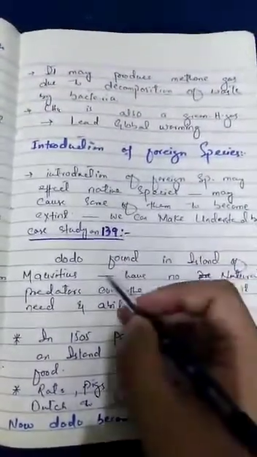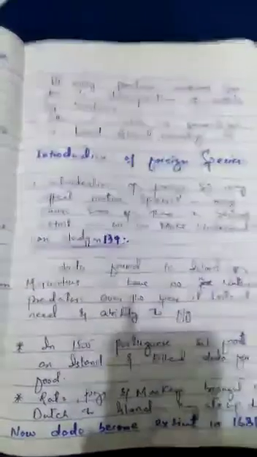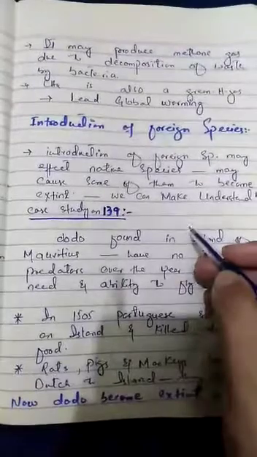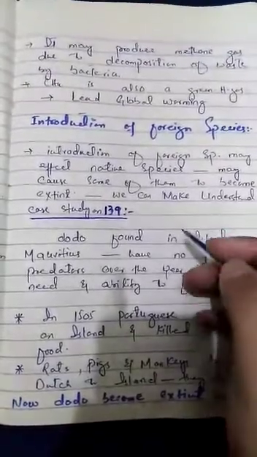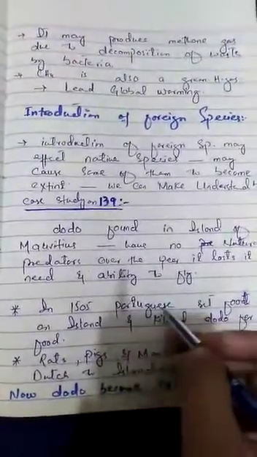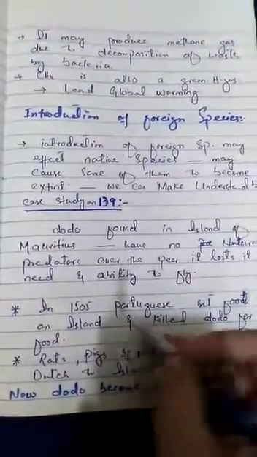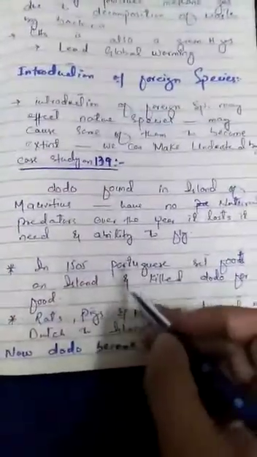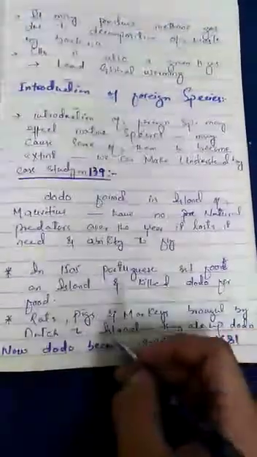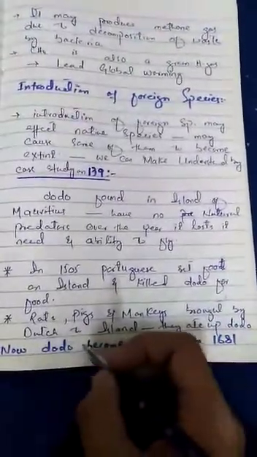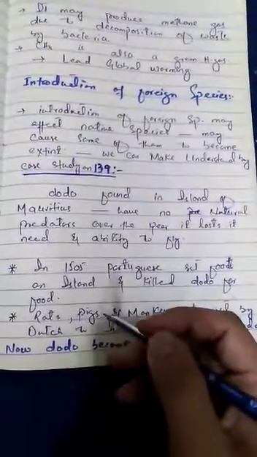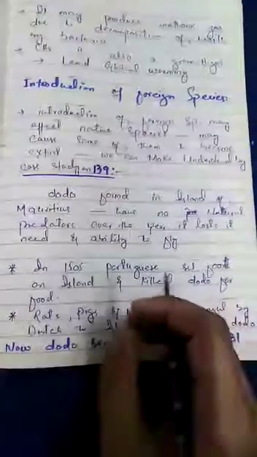The dodo is found on the island of Mauritius, having no natural predators. As the dodo had no need to fly, it lost its ability to fly. But in 1505, the Portuguese set foot on the island and killed the dodo for food. Later on, rats, pigs and monkeys brought by the Dutch to the island ate up the dodo, and in 1681 the dodo became extinct, as it was unable to fly. The Portuguese and the Dutch are responsible for the extinction of the dodo.